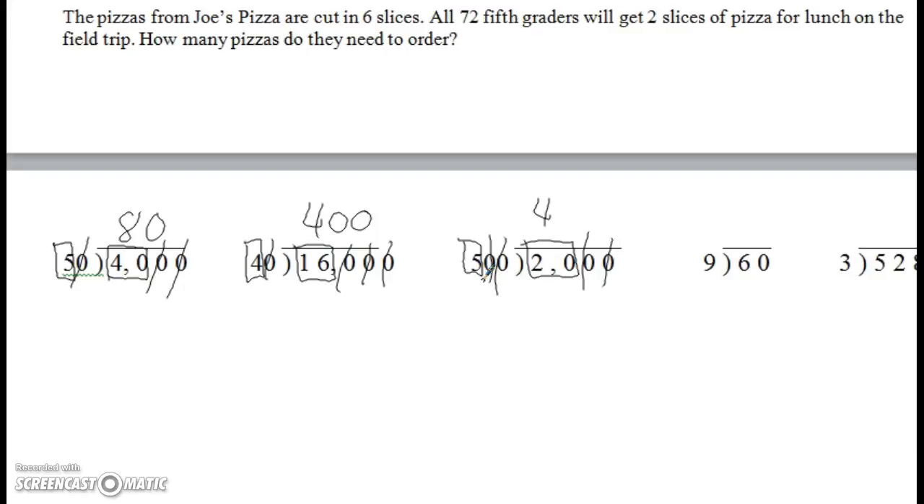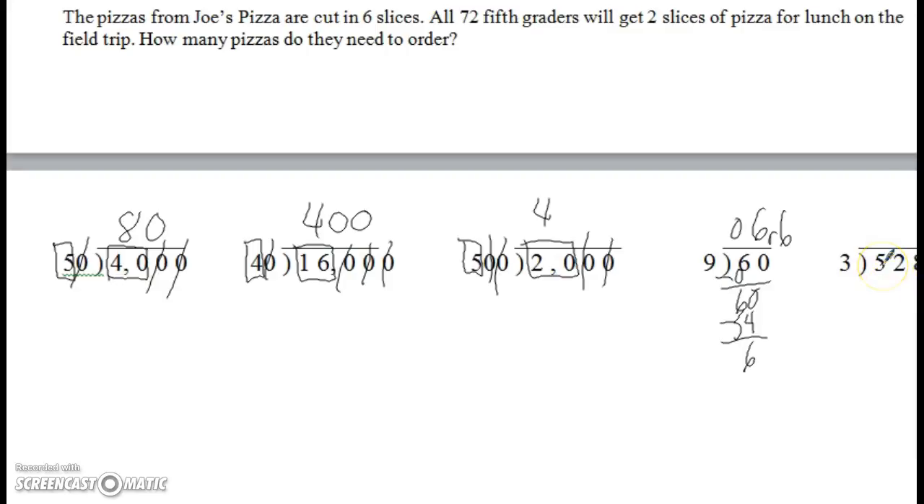How many times does 9 go into 60? It doesn't go into 6. But it's going to be 9, 18, 27, 36, 45, 54. 6 of them is going to be 54. 6, remainder 6. I know this one's hard to see.